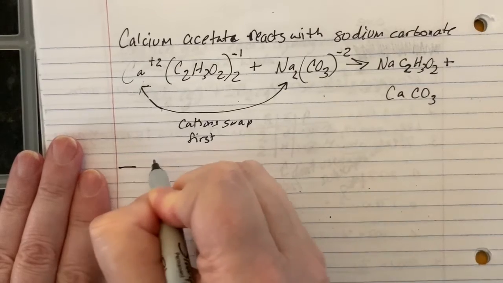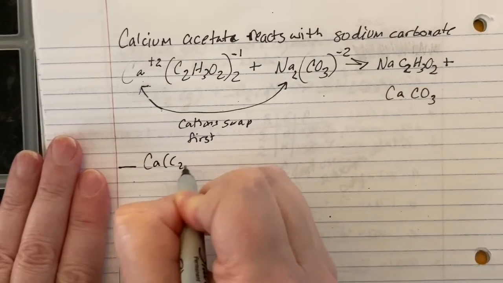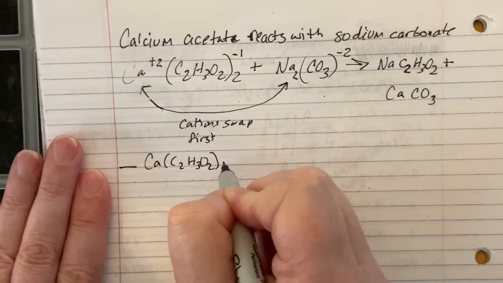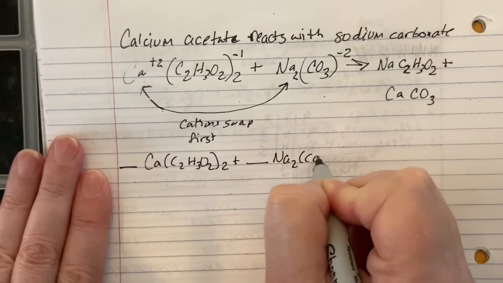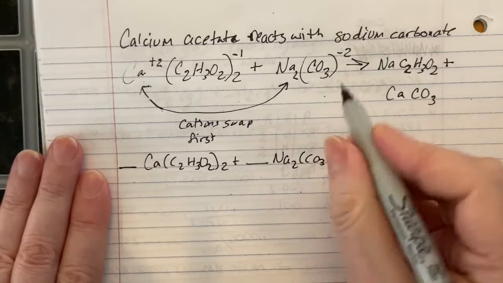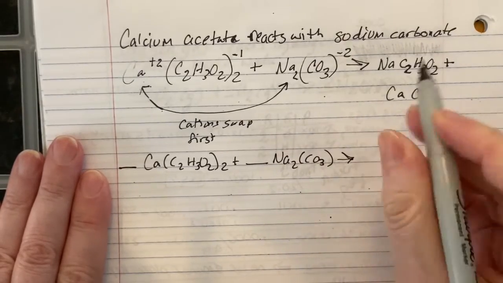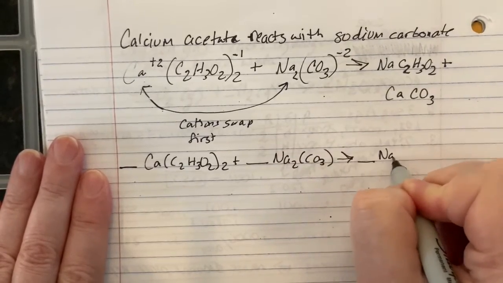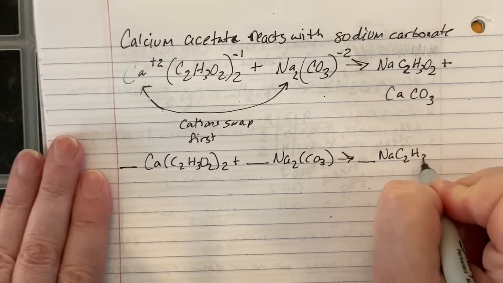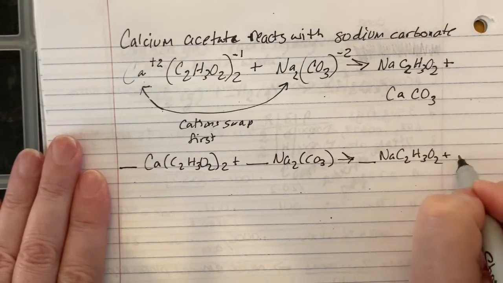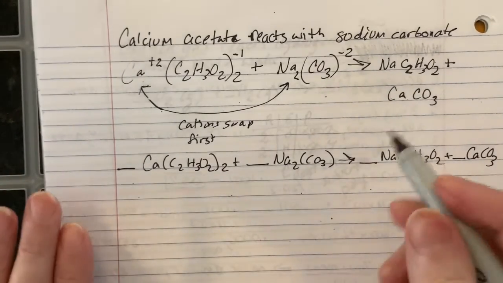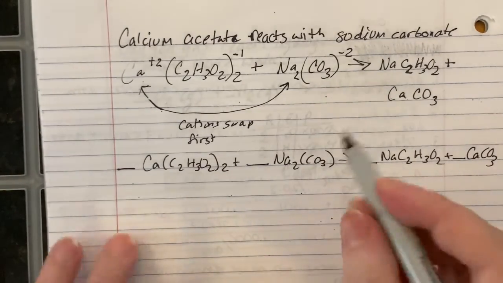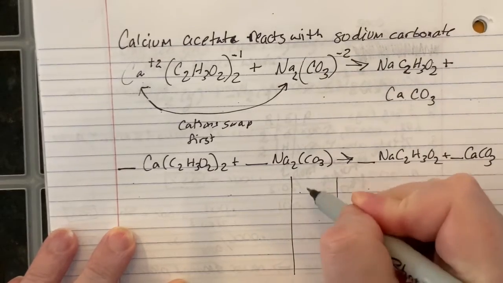I'm gonna rewrite Ca(C2H3O2)2, calcium acetate, plus sodium carbonate. And I wouldn't actually need to rewrite those brackets if I didn't want to, the parentheses. Yield sodium acetate and calcium carbonate. Okay, so I'm gonna keep the polys together because that's gonna help my balancing.